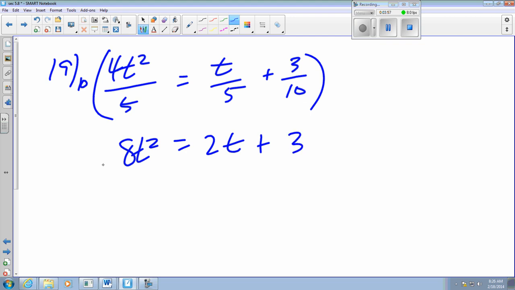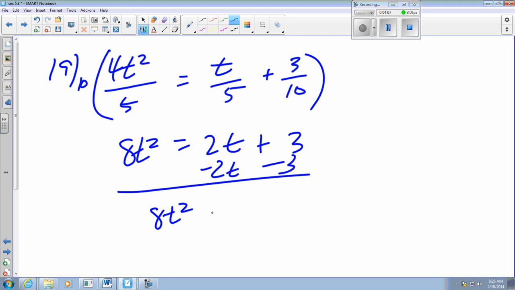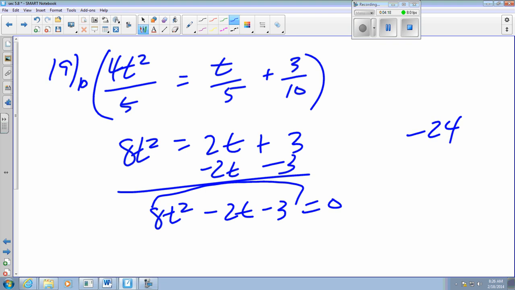Now we have to get everything on one side. I want the squared term to be positive, so I'm going to move the 2t and the 3 from both sides, leaving me with 8t squared minus 2t minus 3 equals 0. Again, since there's something in front of the squared term, we're going to do the AC, which gives me negative 24. Factors of negative 24 that add up to negative 2 are going to be negative 6 and positive 4. Let's split our middle term.